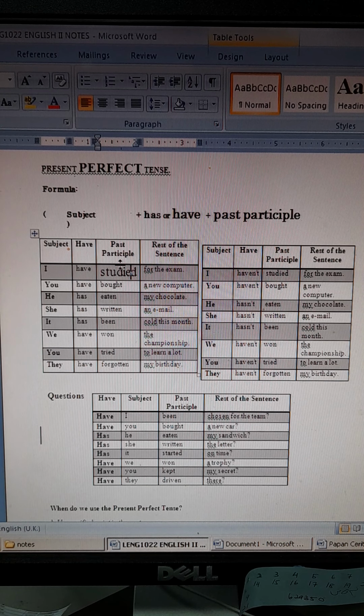Alright, so that is the concept of present perfect tense. Please refer to the notes given for further explanations and the exercise.